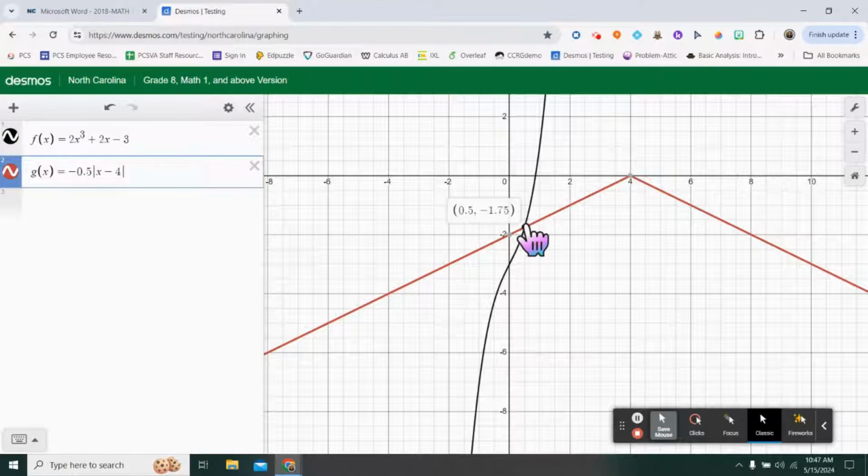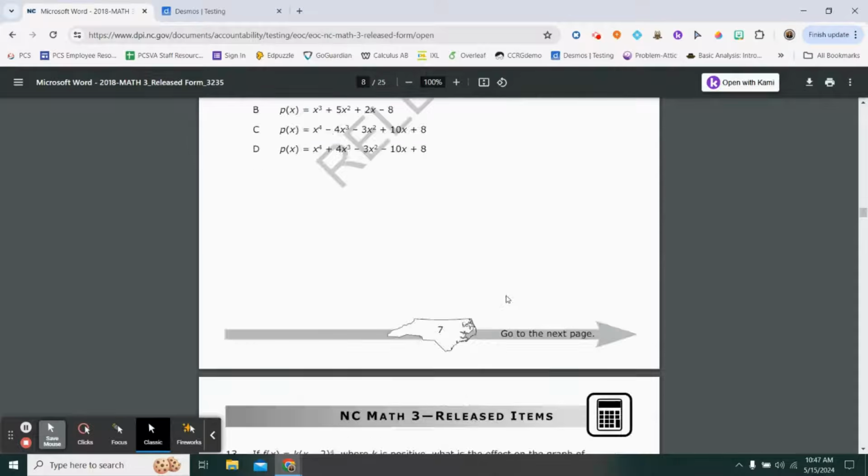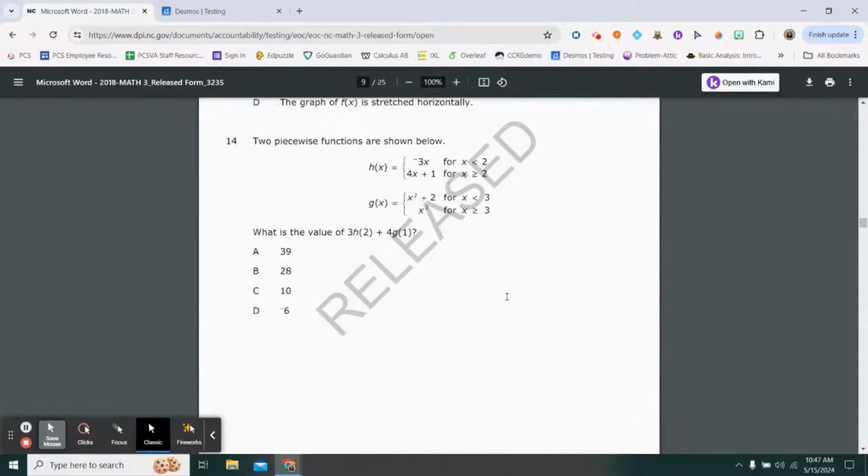Sometimes with systems, they might say, like, what's the sum of the point of intersection? You would add them together. If it said, what's the product, you would multiply them. But this is just, what's the y value? All right, so that's how you do number 10. Let's hop to number 15.